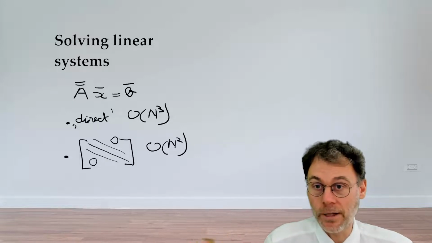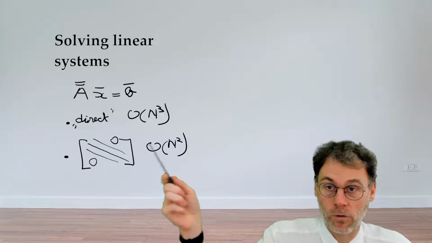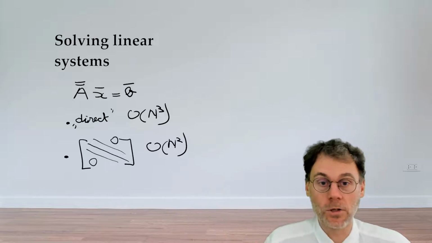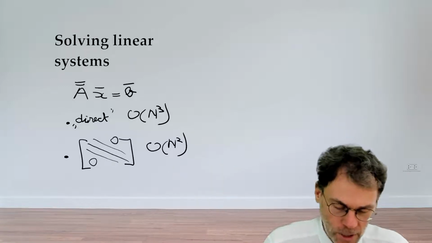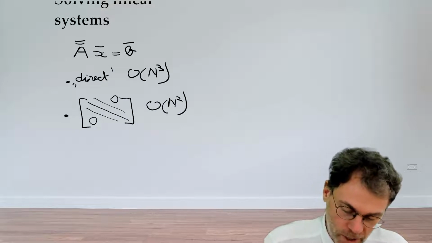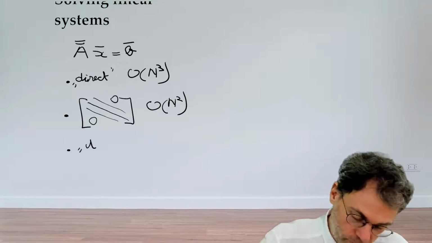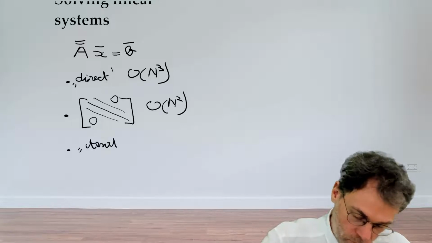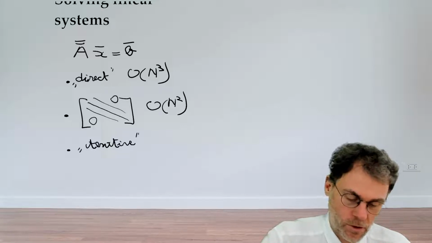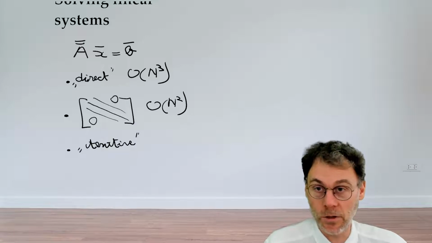But can you do even better? Can you end up with something like order n or order n log n or something like that? Well, it turns out that there is a way to achieve that, and that's based on the so-called iterative methods. Now, what's the philosophy behind iterative methods?